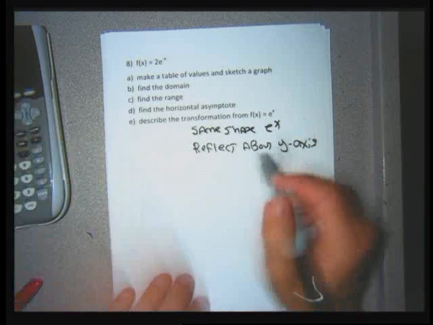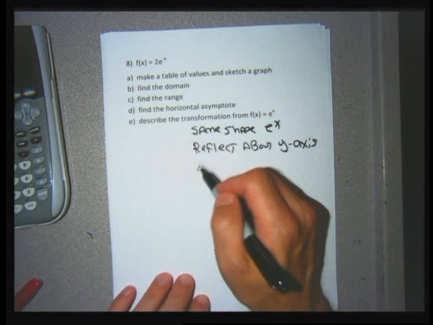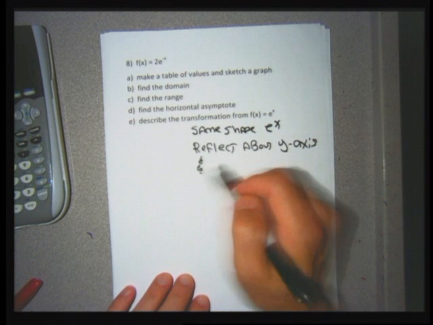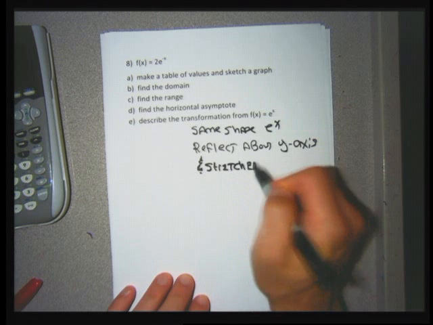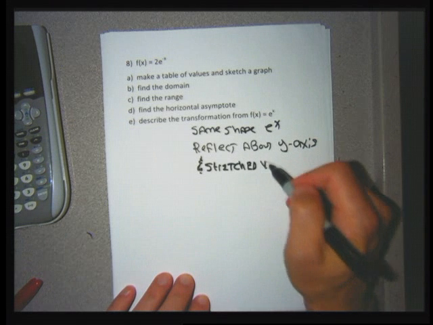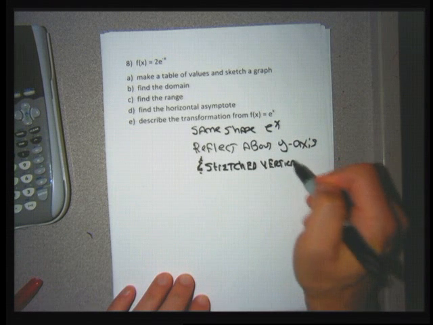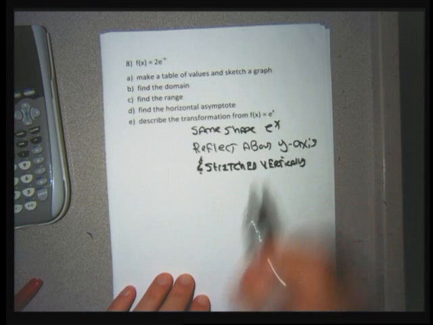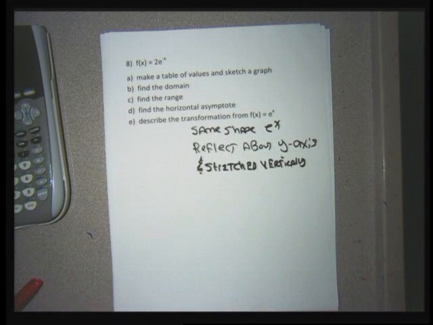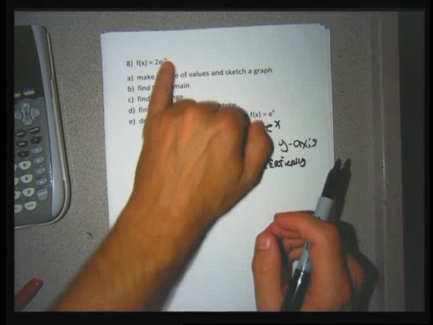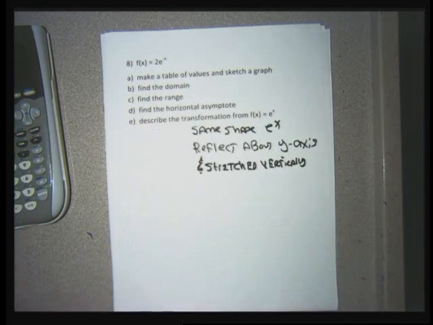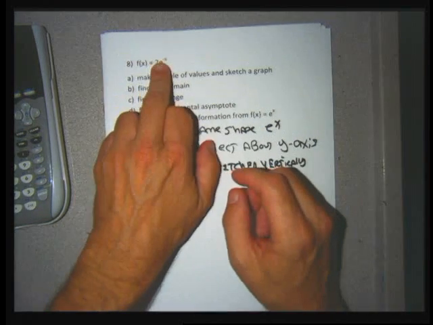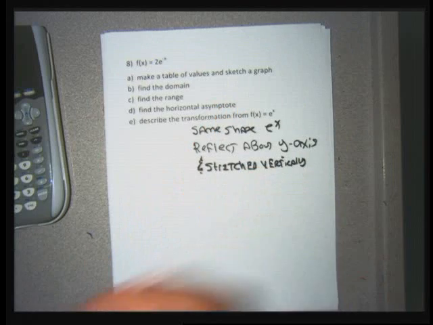But if you wanted to, you could actually write that it's stretched vertically. That would be more appropriate than just saying it's reflected about the y-axis, because it isn't just a perfect reflection. It's a reflection and it's skinnier, it gets higher quicker. My table of values, because the exponent doesn't have a plus or a minus in it, I can still use the 2, 1, 0, negative 2. It has a minus, but it's not x minus some number or x plus some number.